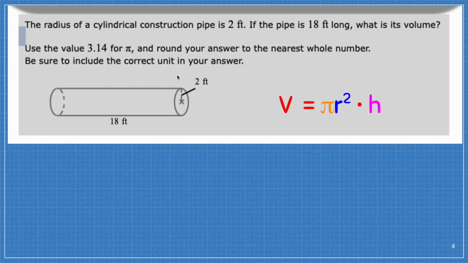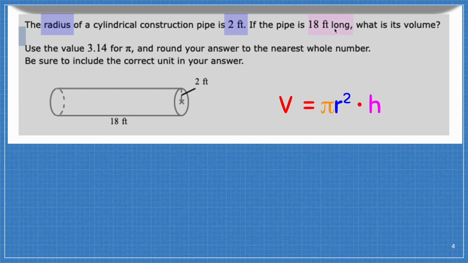Now we're going to take a look at our problem. The radius of a cylindrical pipe, a construction pipe, is 2 feet. If the pipe is 14 feet long, what is the volume? Use the value 3.14 for pi and round your answer to the nearest whole number. Be sure to include your correct unit in your answer. So now we're going to go through. I know the radius is 2 feet. I can see that here.